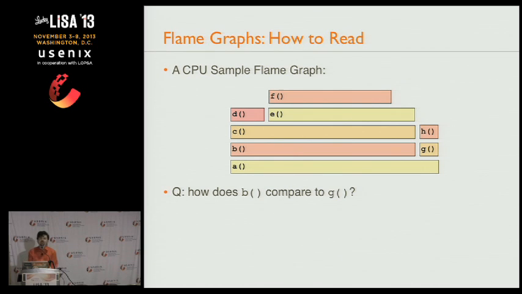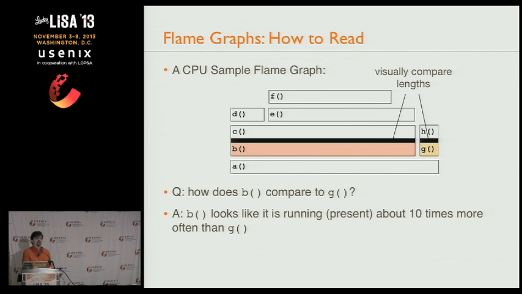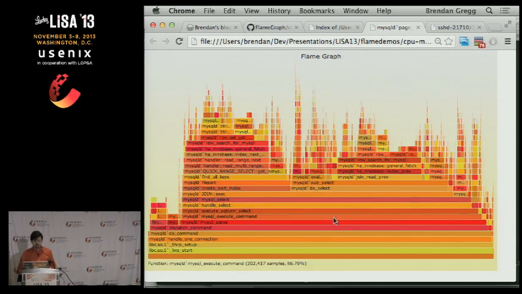How does B compare to G? You can visually compare lengths. And this is really important. This makes flame graphs intuitive. It means you can look at it and directly say, oh, I get it. Most of my time is here in MySQL execute command. And then between create file sort and select, I can see that it's about 40% file sort and 60% select, just by looking at it.